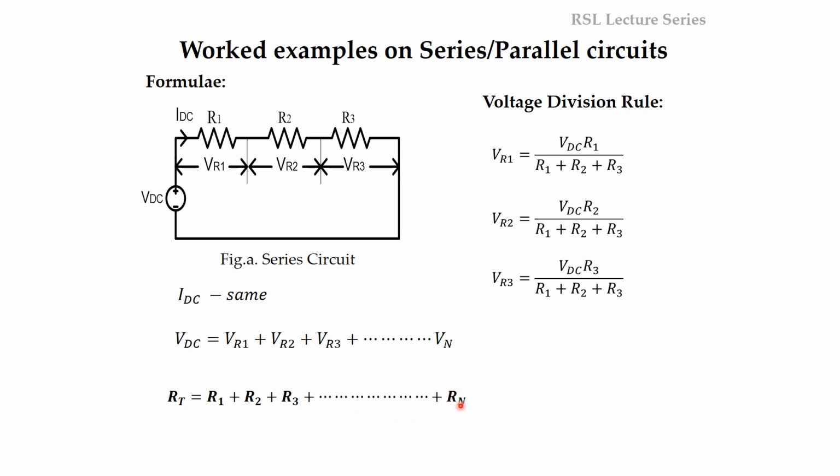Next we can apply the voltage division rule for finding the voltage drop across each resistor. By the voltage division rule, VR1 is given by the total voltage VDC multiplied by the resistance R1 divided by the sum of all the resistors. Similarly, VR2 is VDC into R2 divided by the sum of all the resistors, and VR3 is equal to VDC into R3 divided by the sum of all the resistors. Here we multiply the total voltage by the ratio of the particular resistor to the sum.